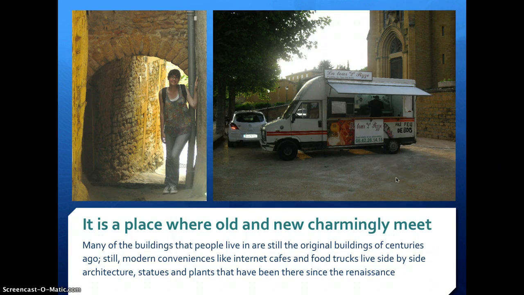So many of the buildings that people live in are still the original buildings from centuries ago. Still, modern conveniences like internet cafes and food trucks live side by side with architecture, statues, and plants that have been there since the Renaissance. The same families live in the same buildings, but they've slowly gotten modern. I mean, you can get the internet. It might be slower, but you get the internet. You get food trucks and stuff like that, but it's coming very slowly.